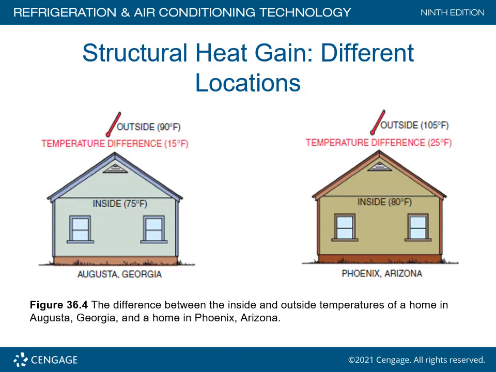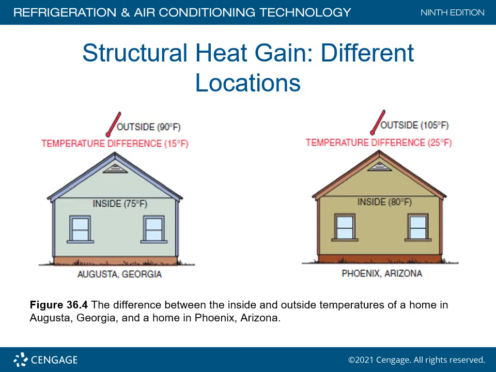Structural heat gain in different locations. Okay, outside here on the left we have 90 degrees Fahrenheit. Temperature difference is 15 degrees. So if we look at the inside of the structure, which is 75, and the outside is 90, we have a 15-degree difference between out and in. So this is in Augusta, Georgia. But I might also add they're not taking into effect the relative humidity, which is probably 65–70%.